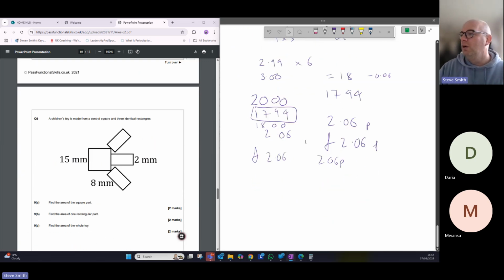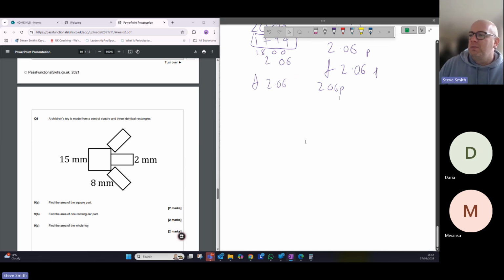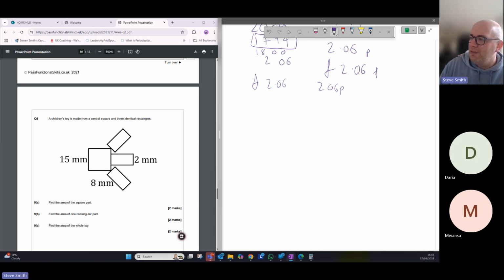Oh wow, this one looks cool. Right, so what have we got here? A toy made from a central square and three identical rectangles. So no, it's not hard then, is it? I thought it was going to be a real tricky one, but we know that's 15. It's a square. 15 times 15. Okay, 225. It's a calculator paper, so we can use a calculator. Then we've got 8 by 2. 8 times 2 is 16. Times by 1, 2, 3, 48. Add them together. We got 273.